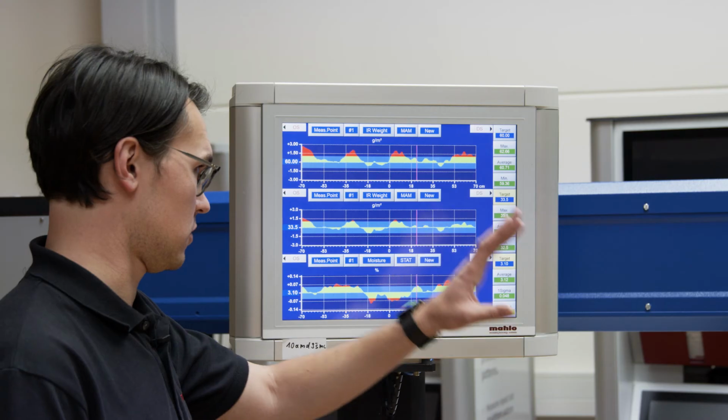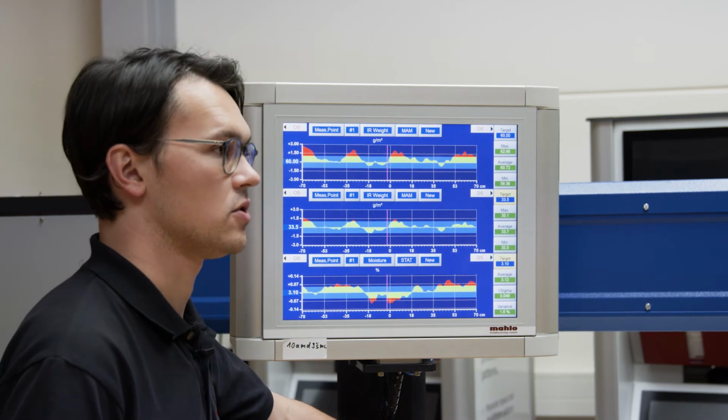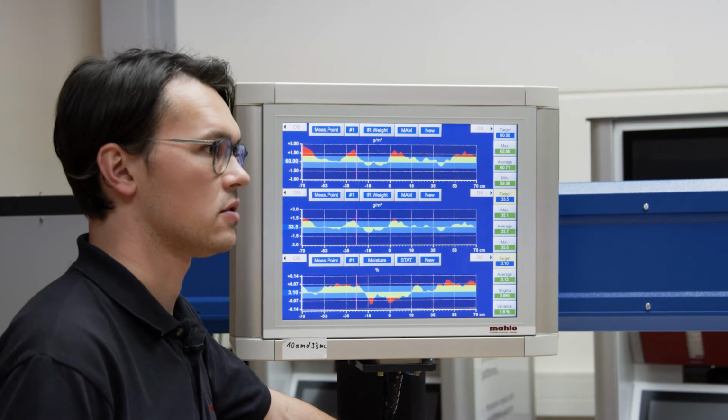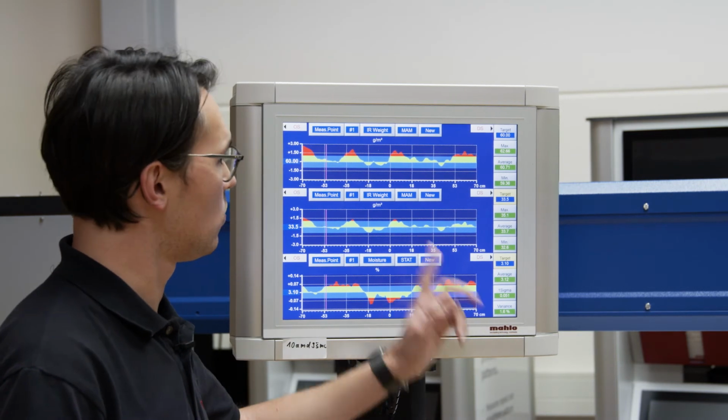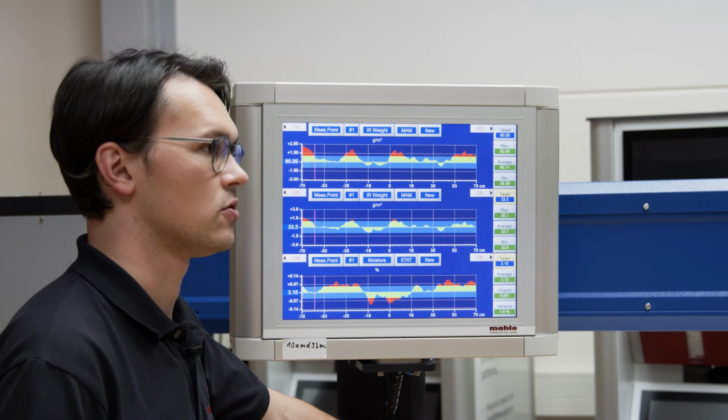And everything is included in one QMS system where we can use several sensors in one visualization shown.